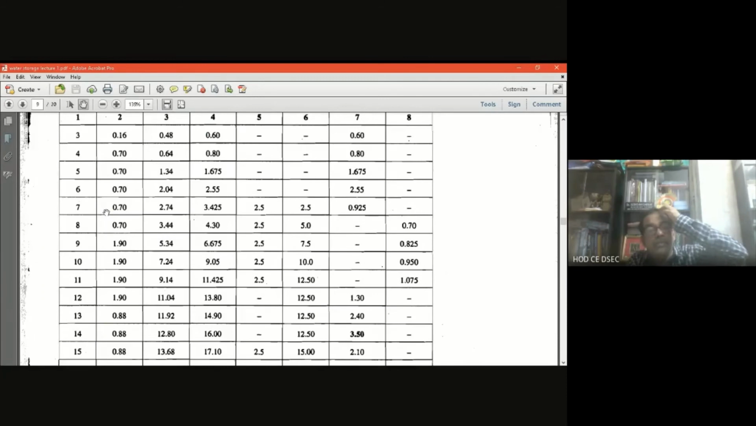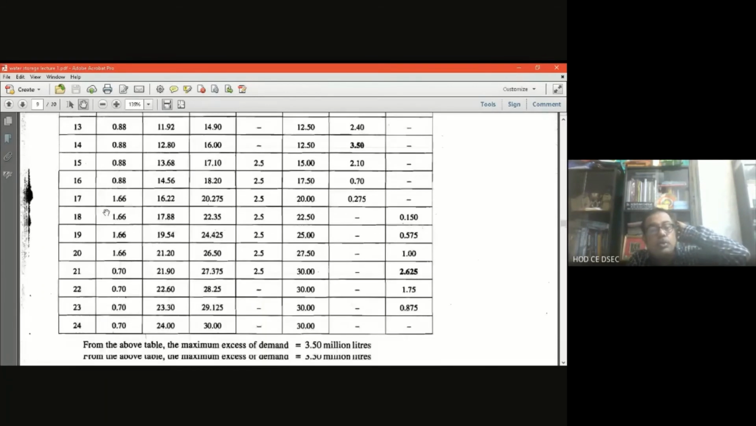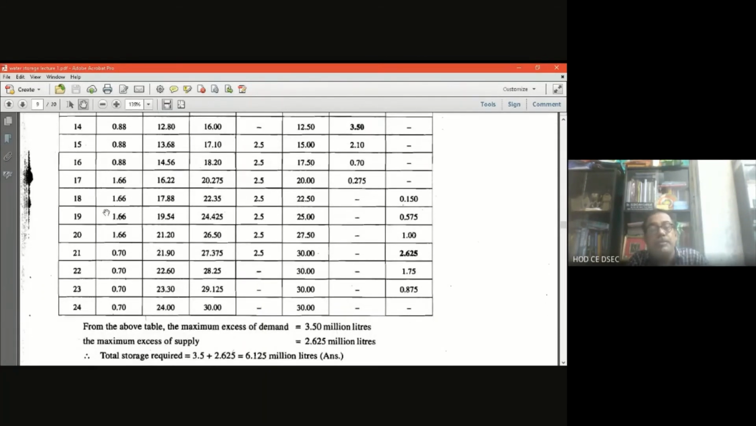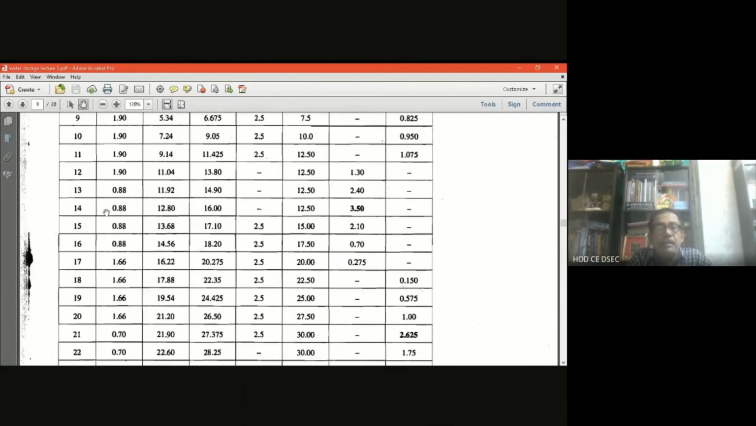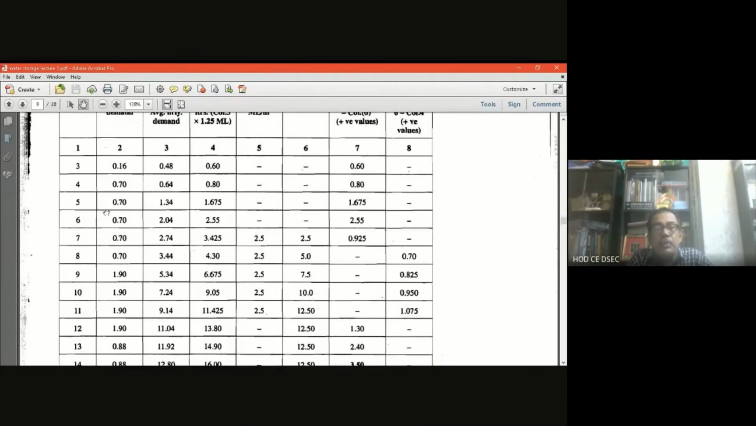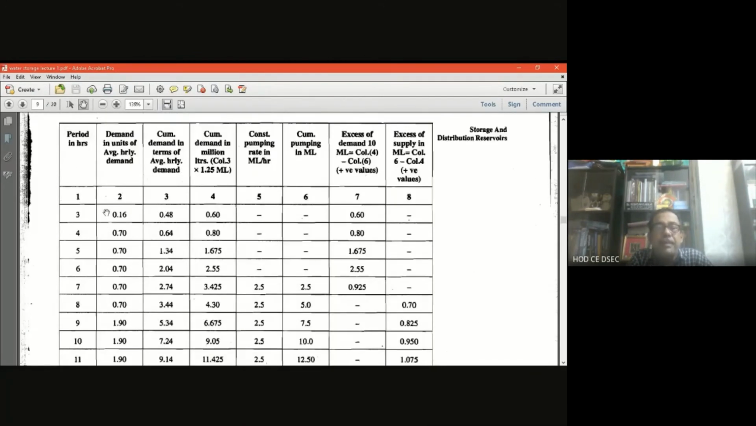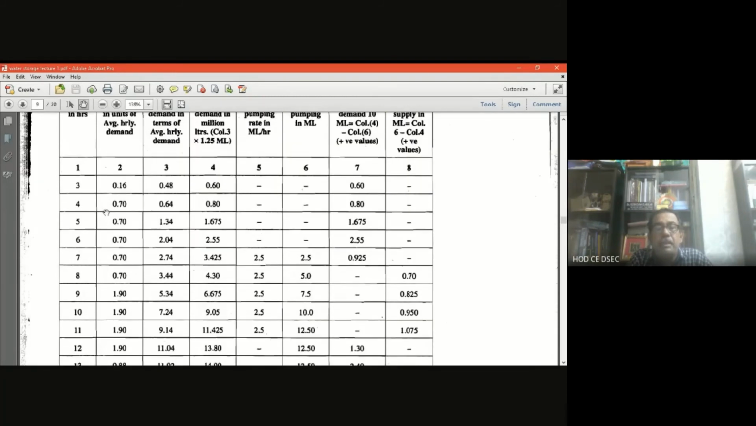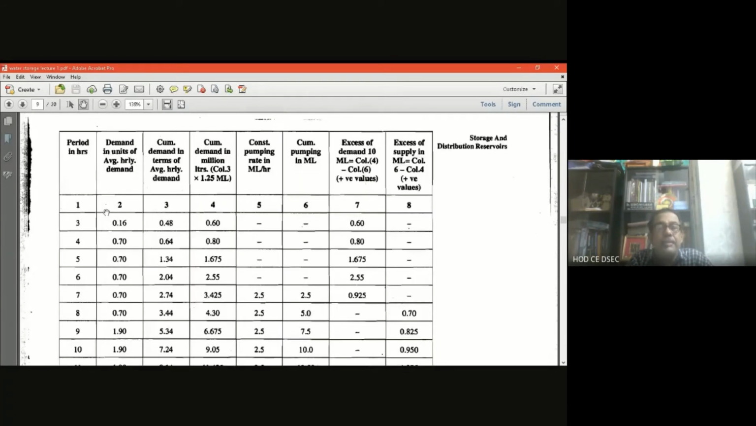Then again you observe the 15 to 21st. So the same process will be followed to find out the cumulative pumping as well as the cumulative demand. Then you find out, throughout the 24 hours period, the excess demand and the excess supply. The same process you followed in case 1 has to be followed here also.